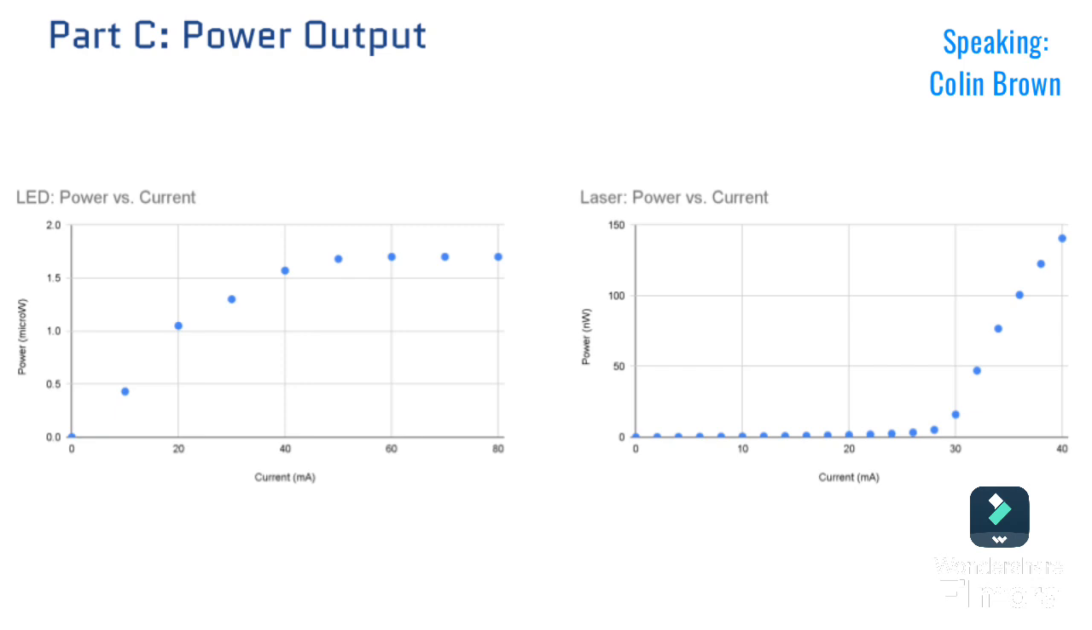You can see a linear increase until 20 milliamps, then a gradual plateau. We then replaced the LED with the laser diode, ranging the drive current from 0 to 40 milliamps. This time, there is a clear threshold where extremely little light is released before reaching it. Once the threshold is reached, a nearly linear relationship is observed.